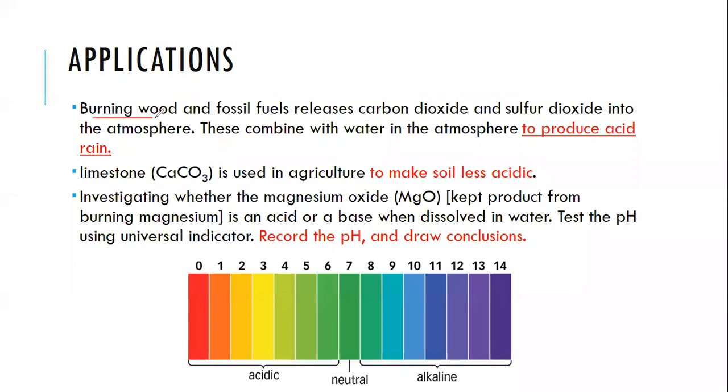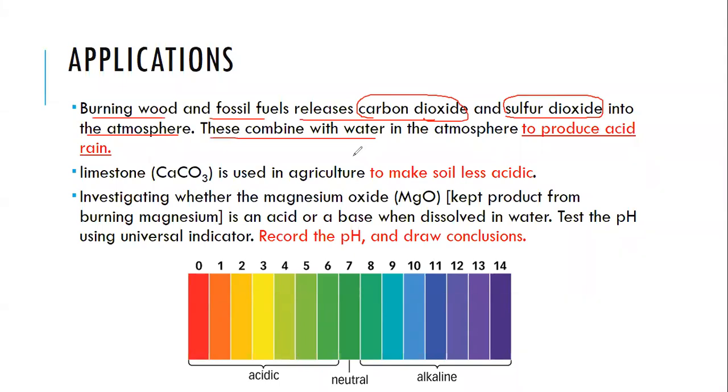Burning wood and fossil fuels releases carbon dioxide. What is carbon dioxide? And sulfur dioxide. What is sulfur dioxide? These are oxides released into the atmosphere, and they combine with water in the atmosphere to produce acid rain. I remember this one from somewhere.